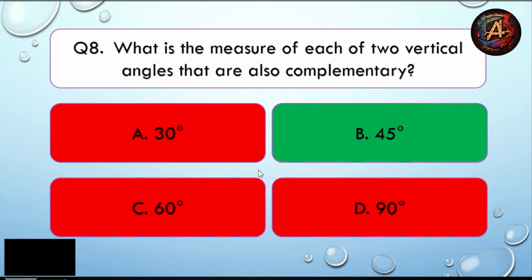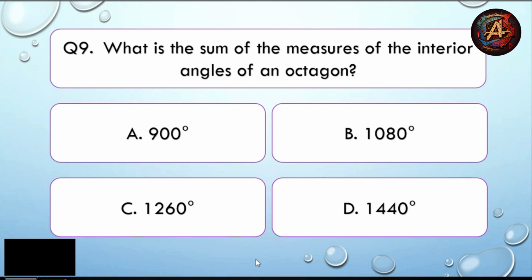Very easy. So, now let us go to question number 9. What is the sum of the measures of the interior angles of an octagon? Is it A, 900, B, 1080, C, 1260, or letter D, 1440? I'll give you 5 seconds to think about your answer.